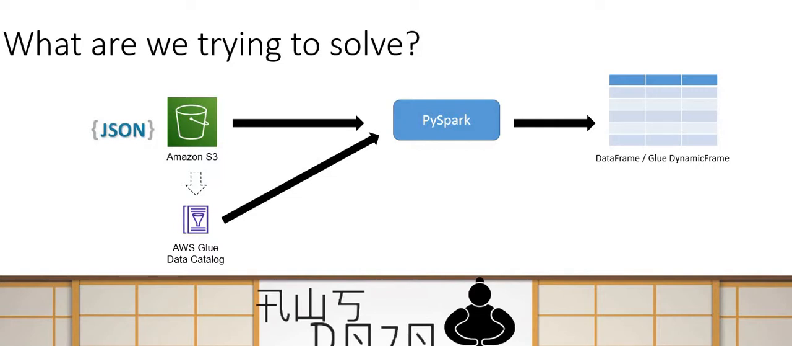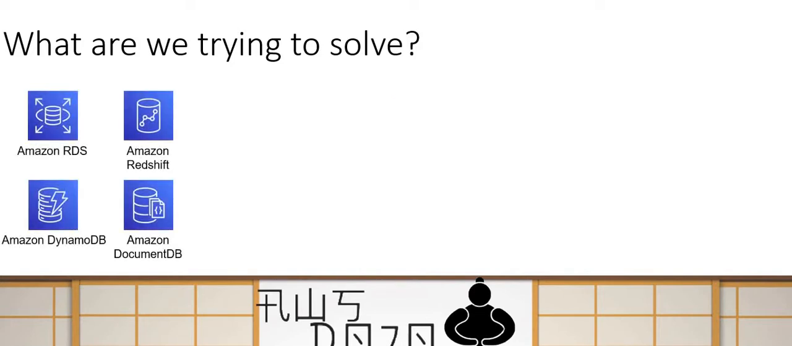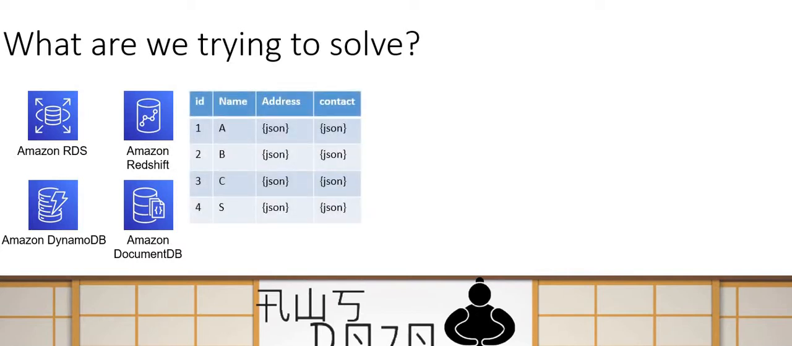The problem comes when you have mixed data. For instance, when you have a data source like RDS, Redshift, DynamoDB or DocumentDB, any relational or NoSQL type of data set, you might end up having a table where some columns are scalar columns, like ID, which is an integer, and name, which is a string. And then you have a few columns which are string type, but the data inside is a JSON document.